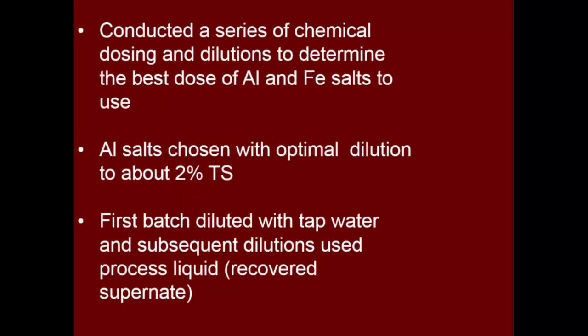So we conducted a series of chemical dosing and dilutions to figure out which chemical would work best for us. In this process, we were not looking at polymers. We were only looking at the aluminum and iron salts. And we chose aluminum salt because the material that was coming out as a result of the treatment for the manures we were handling was better. Aluminum was giving us a better product than iron. Iron was a lot of foam, looks slimy, but again, not going to get into the chemistry of that.